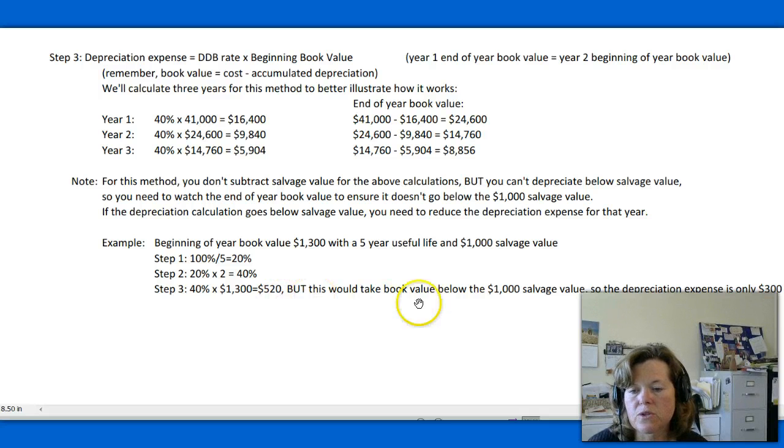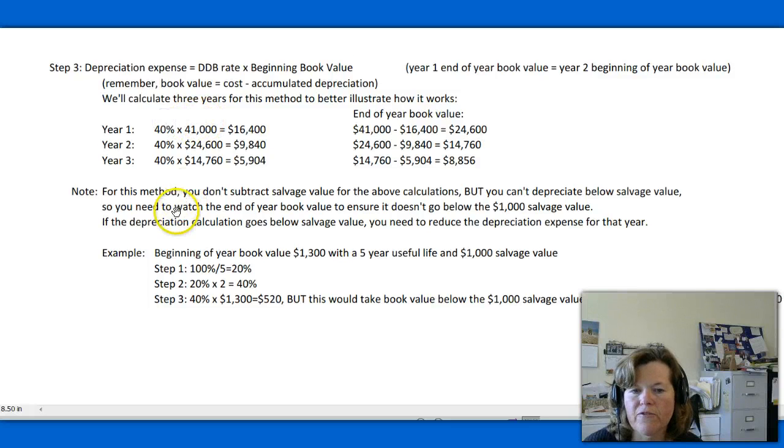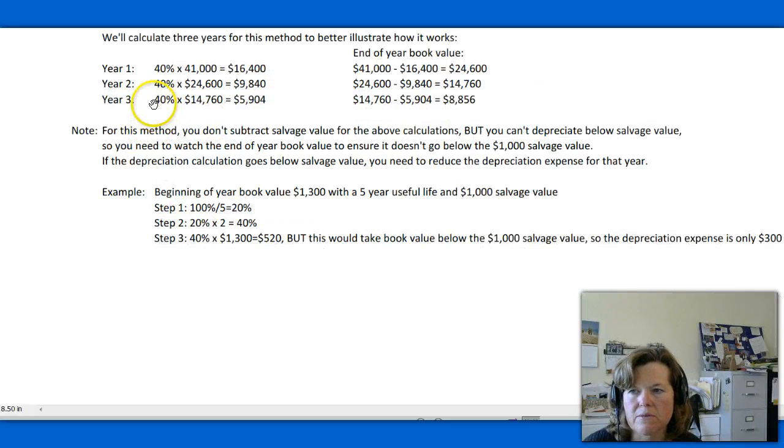But this would take book value below the 1,000 salvage value. So we have to back up, and we can only depreciate what's remaining, the 300, to get us to salvage value. So you can't over depreciate it. You need to stop at salvage value, but that has to be kind of a manual backstop because the salvage value is not taken out up here. And I reinforce that because that's something that students sometimes miss when they're doing double declining balance.